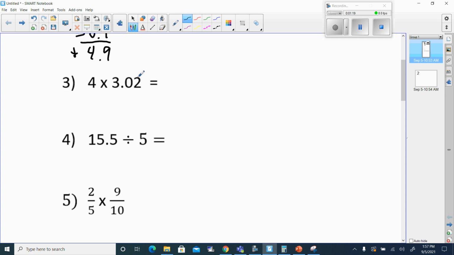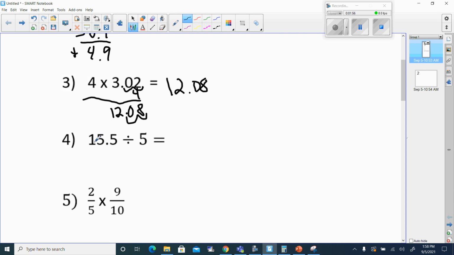Number 3, we're multiplying here, so I'm going to just take this 4, put it over here, and multiply it. I could have done it the other way, but then I would have had 3 rows to add together. This would make it much easier. I see 2 times 4 is 8. I know 0 times 4 is 0. I know 3 times 4 is 12. And now I have to remember that I have 2 spaces, right? The decimal occupies 2 spaces, so I have to bring my decimal over 2 spaces, and my answer has to be 12.08.